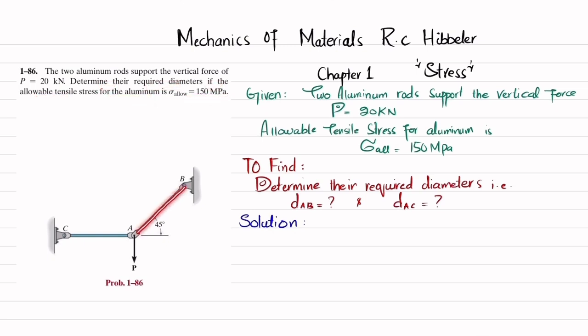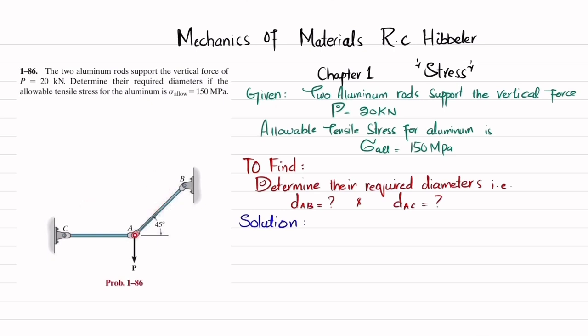So you can see this is rod AB and this is rod AC that is acted upon by a 20 kilonewton load acting downwards. So due to this load, there will be a tensile stress in rod AB as well as in AC. And rod AB makes an angle of 45 degrees with the horizontal. So you have to find the diameter of rod AB as well as the diameter of rod AC. So let's start with the solution.